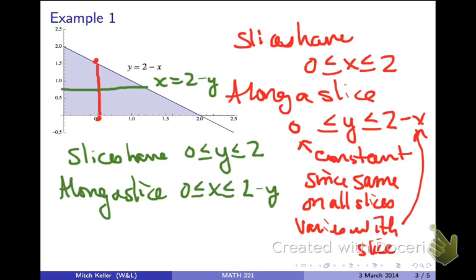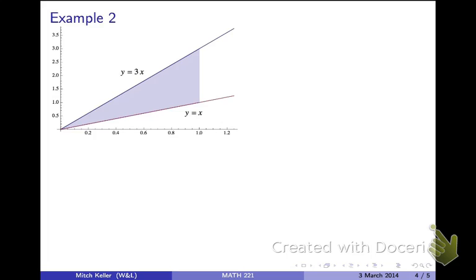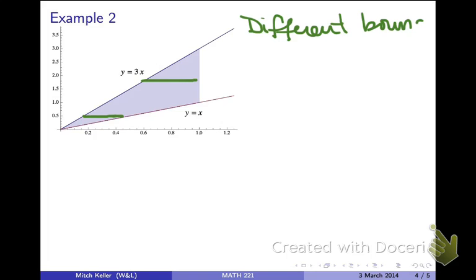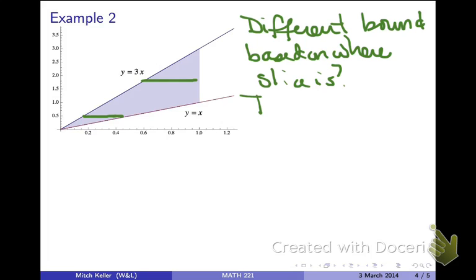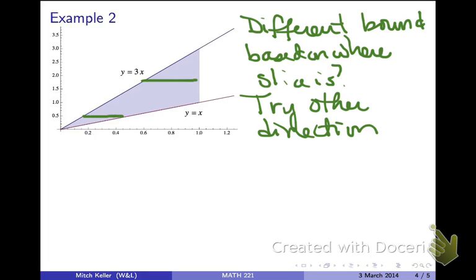All right, now here's a region that requires a little bit of thought. We might be tempted to try horizontal slices, but notice what happens here. We wind up with different bounds based on where the slice is. In the lower part, the left bound is one of these slanting lines and the right bound is another slanting line. As we get further up, though, the right bound becomes the vertical line x equals 1, and so there would be a change in what bounds.